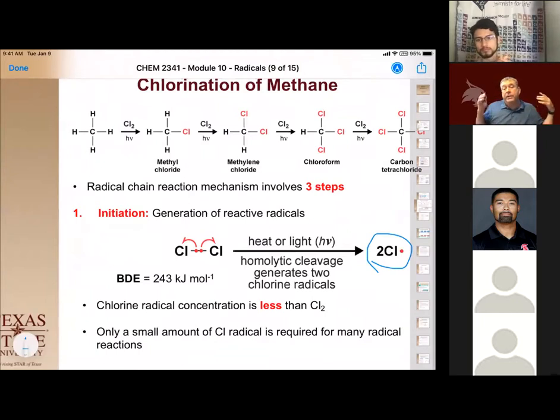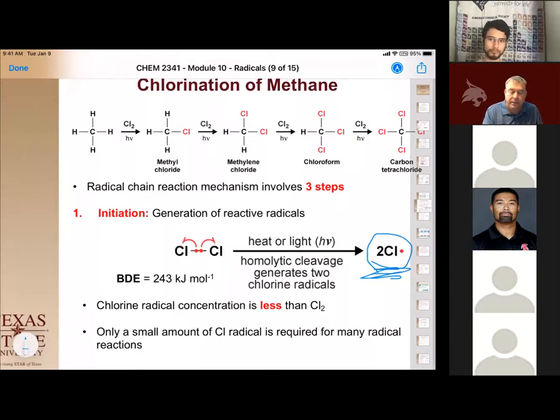Now, we don't generate very much of it, so there's only a small amount of that radical generated at any one time. And that's okay, because remember, every time this radical reacts with something, it generates another radical. Okay, so that's our first step in the reaction, that we can get this formation here.